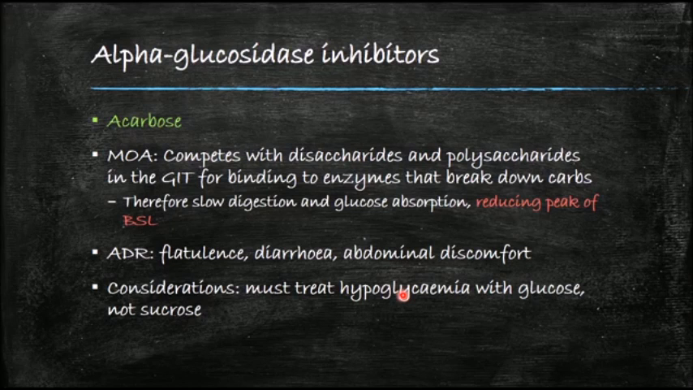The consideration with this one is that because it stops the breakdown of your disaccharides, if you go into a hypo for whatever reason, this is not a first-line drug. So a patient who's on this is likely to be on metformin and a sulfonylurea before this, and they are at risk of a hypoglycemia. But if they take this and you give them a sandwich or something, it's not going to work. You need to give them pure glucose because everything else is going to be slowed down by this. Or the alternative is that if they haven't taken their acarbose prior to having the hypo, then you should be okay.